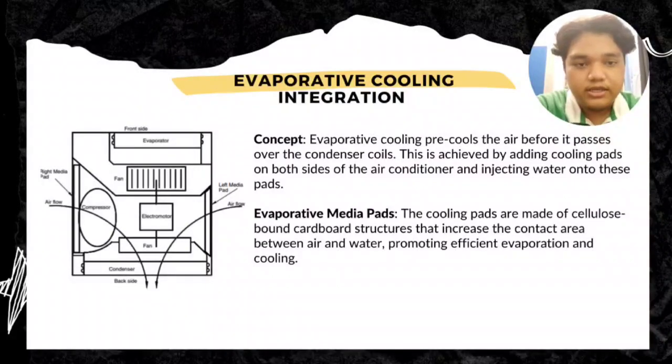So the condenser doesn't need high power to remove the hot air. For the evaporative media pads, the cooling pads are made of a cellulose-bound cardboard structure that increases the contact area between air and water, promoting efficient evaporation and cooling.